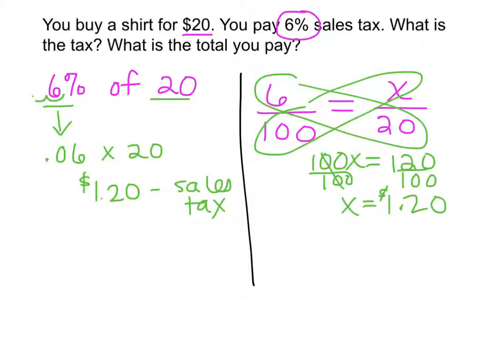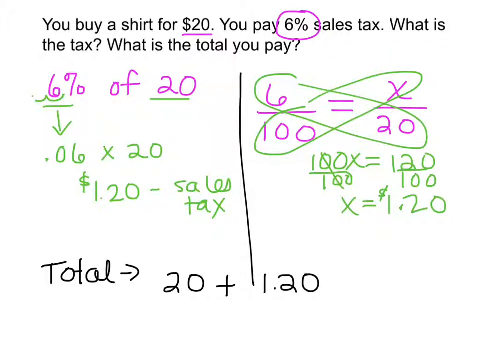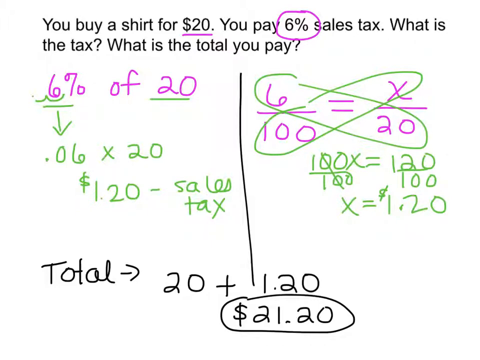So now I need to find the total that I have to pay for that shirt. Well, I have to pay the $20 for the shirt, plus I have to pay that $1.20 sales tax. So if I add that together, my total that I have to pay for the shirt is $21.20. So that's how you do a sales tax problem.